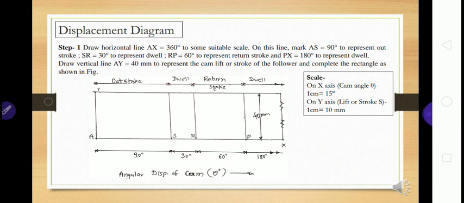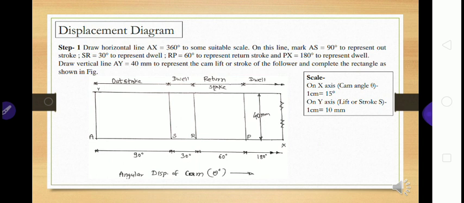How to draw the displacement diagram if it is a simple harmonic motion, we have seen in the theory lecture. If you have not seen that theory lecture for the motions of follower, please check that video in the description box. Here also once again I will tell you how to draw that displacement diagram if it is a simple harmonic motion. So the first step is as usual to draw the horizontal line AX of 360 degree to a suitable scale. Here we will take the scale on the x-axis, because on the x-axis we have to represent the angular displacement of the cam, that is theta, and on the y-axis we have to represent the stroke length.